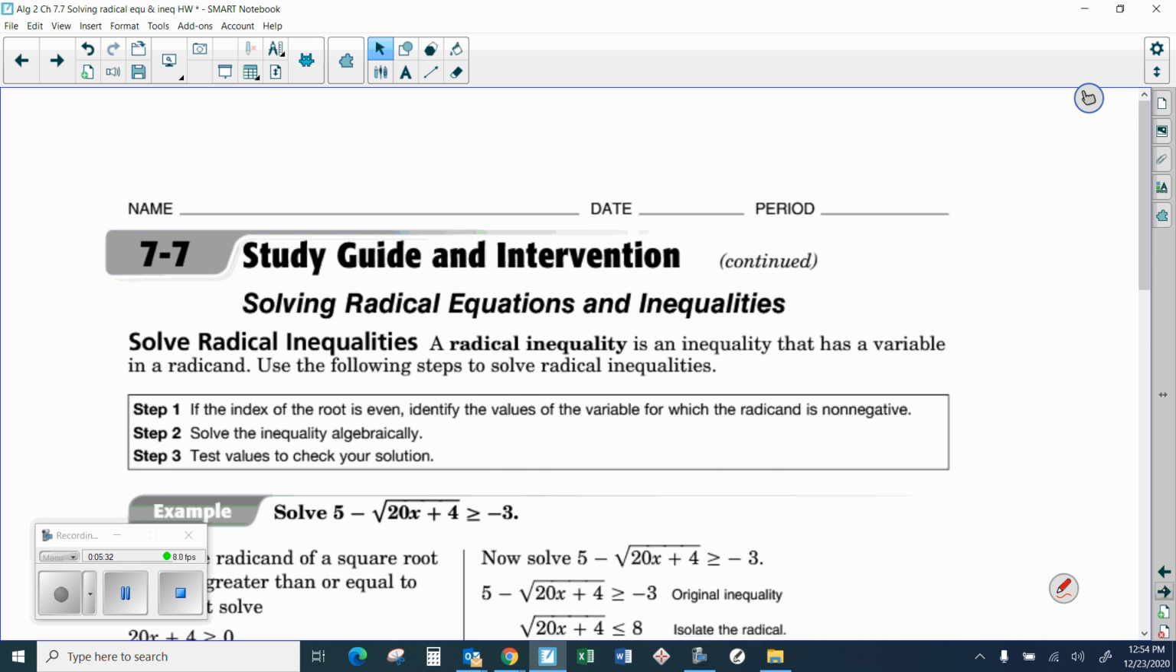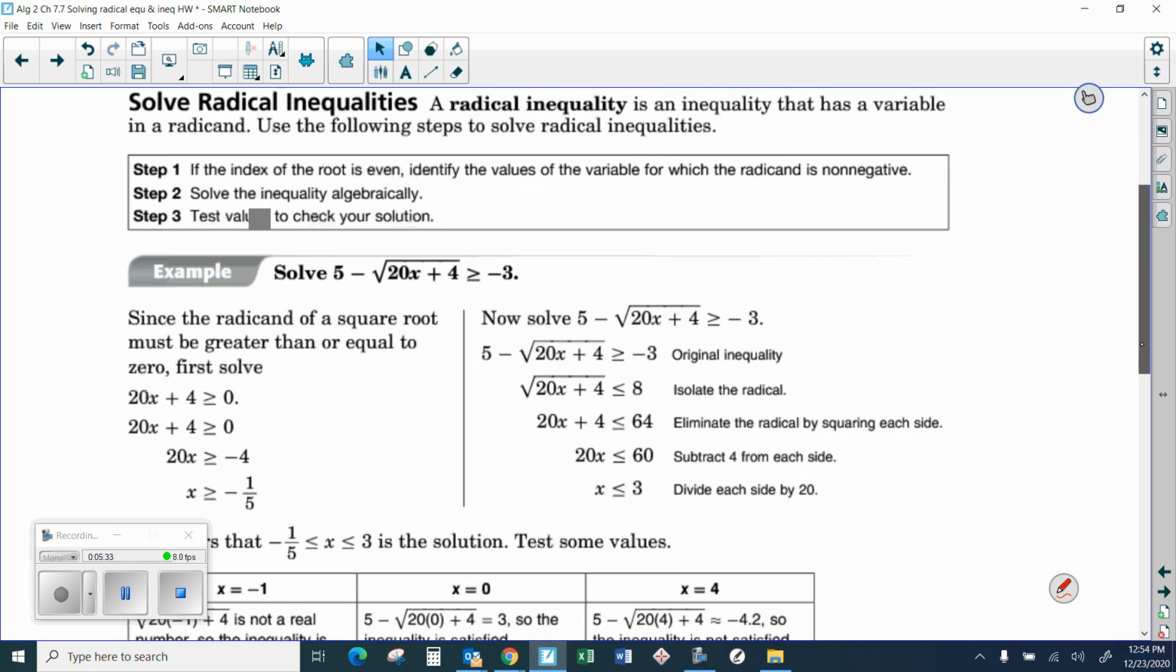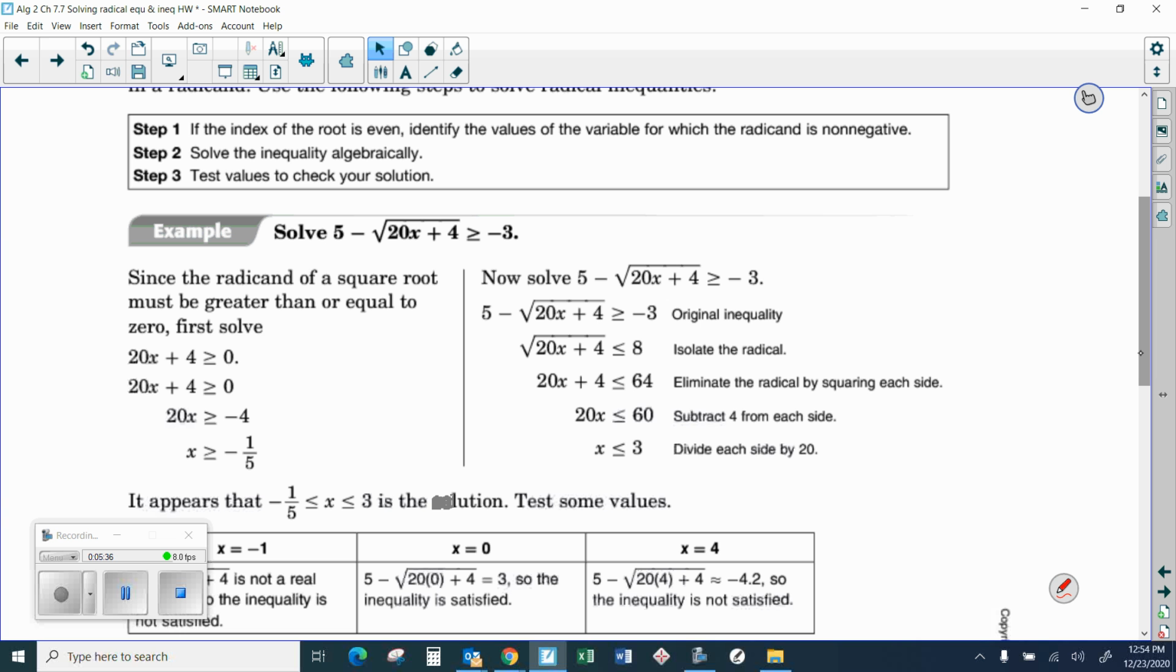Solving radical equation inequalities. Okay, so now we have an inequality. If the index there is even, identify the values of the variable for which the radicand is non-negative. Solve the inequality algebraically, test values to check your solution. Okay, so again, we want to test values to check the solution. So since this is a negative root, I'm going to move it over to the other side and add this across.